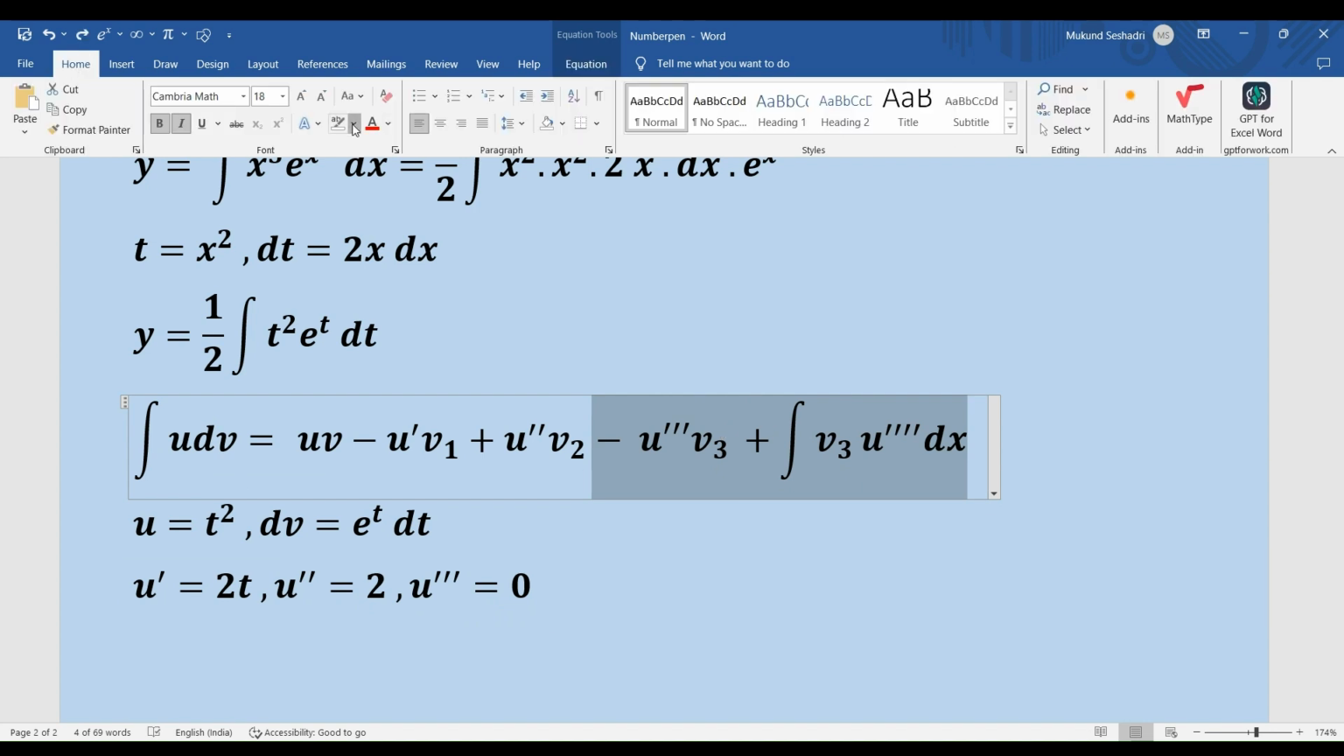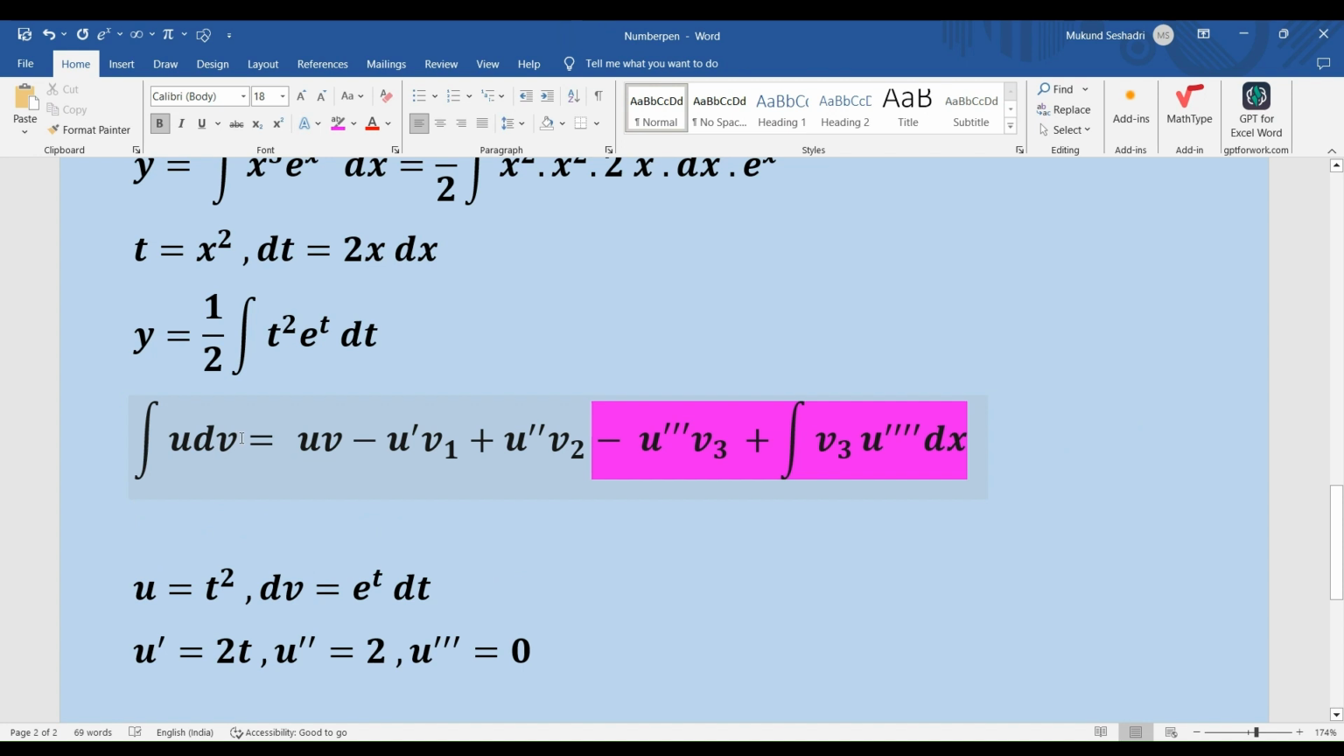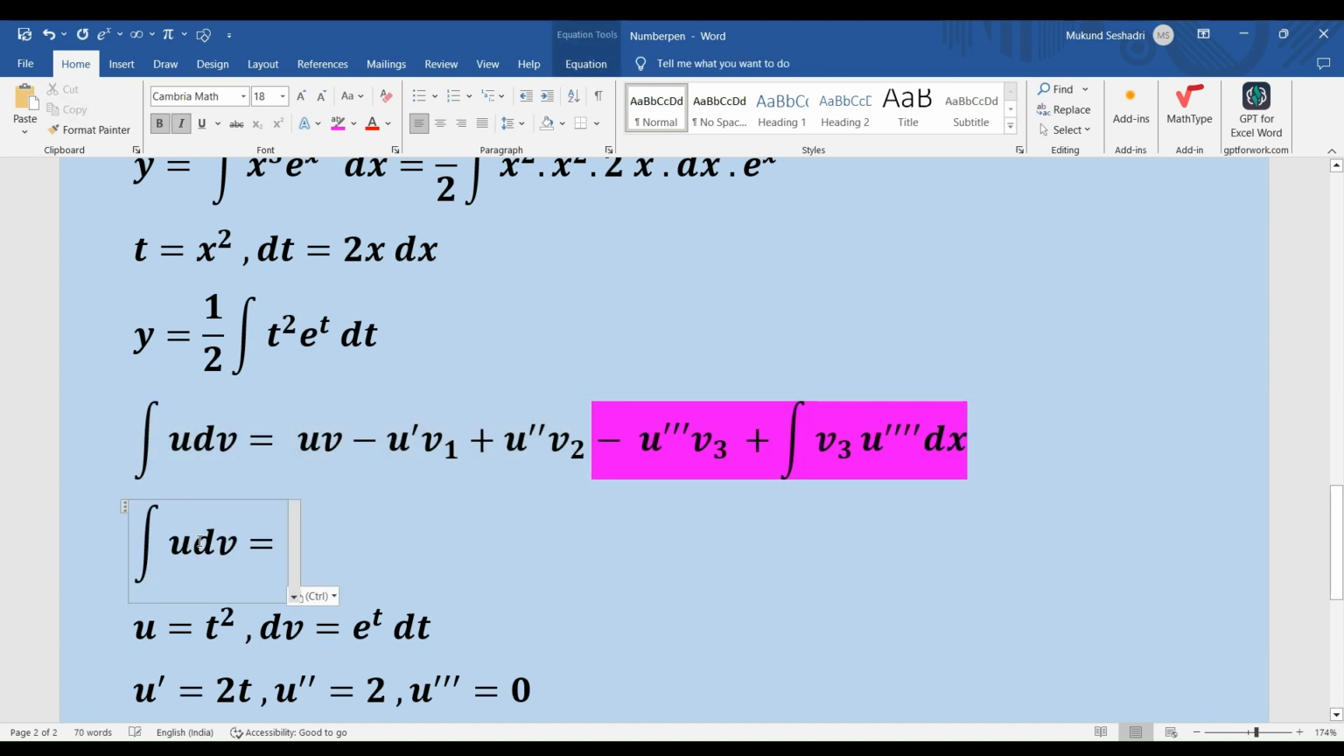Let me highlight this particular portion in pink where I have a U triple dashed and a V3, followed by an integral of V3 times U four dashed times dx. So that portion which I've highlighted in pink becomes a 0, and therefore my integral of U dV, as I go to the next step, becomes a lot simpler.